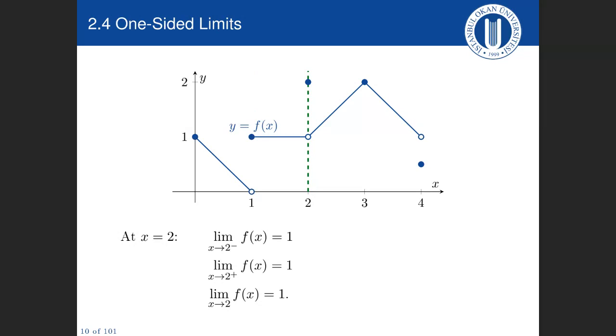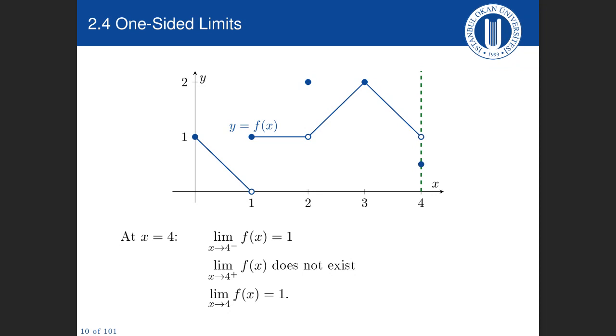At 2, the left-hand limit is equal to 1, the right-hand limit is equal to 1, and the limit as x tends to 2 is also equal to 1. And the same thing happens at x equal to 3. At 3, the left-hand limit is equal to 2, the right-hand limit is equal to 2, and the limit is equal to 2.